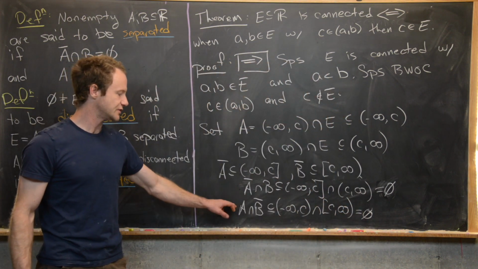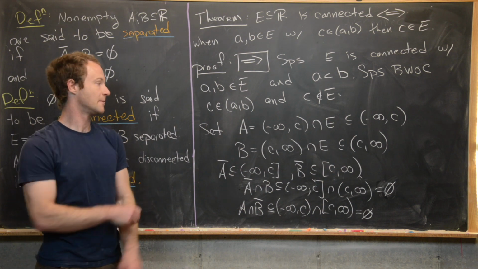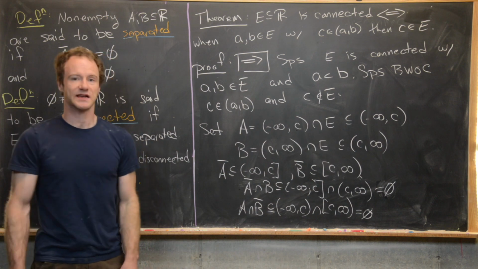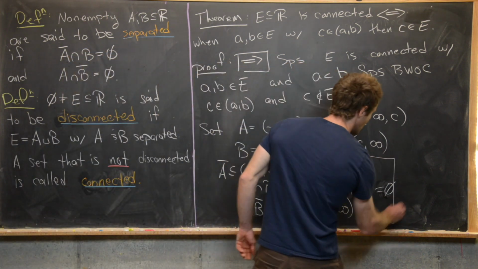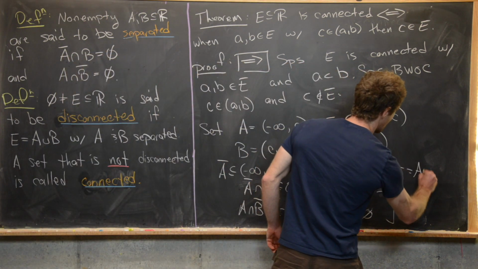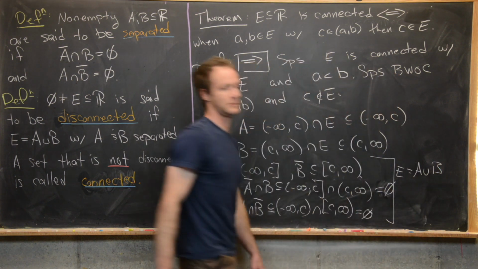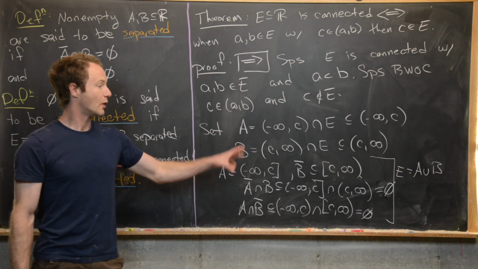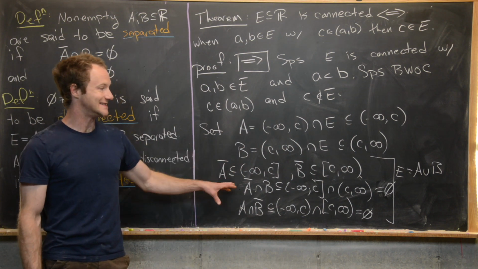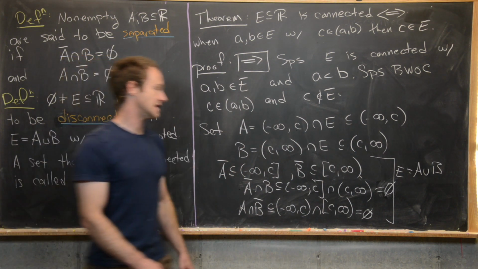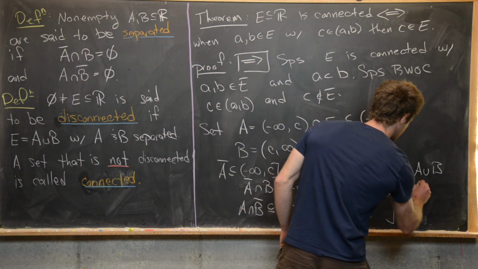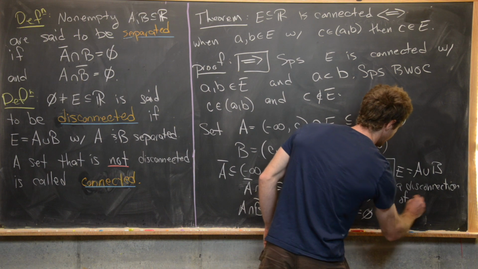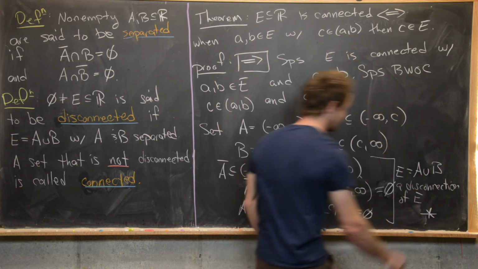So we've got these two things that intersect to the empty set, but because C is not an element of E, we see that E is equal to A union B. And so that only works because C is not an element of E. But what we just found is a disconnection of E. So we have a disconnection of E, but that's a contradiction.